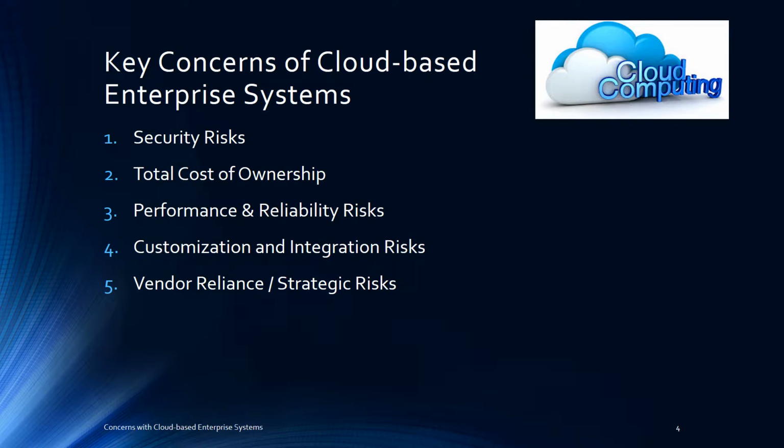Now let's dive into the key concerns around cloud-based enterprise systems, and you can see on the slide I have five of those concerns listed. I listed them in what I thought was the order of priority or importance. The first one is security risks. Number two is total cost of ownership. Three is performance and reliability risks. Number four is customization and integration risks. And then finally, vendor reliance.